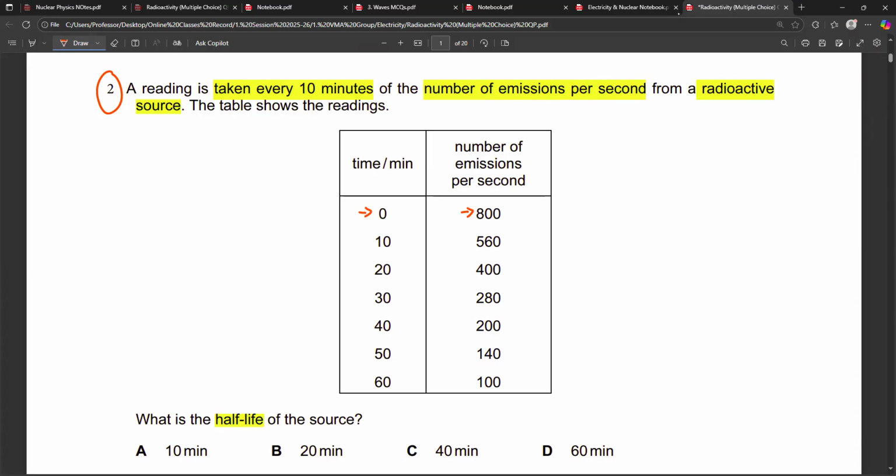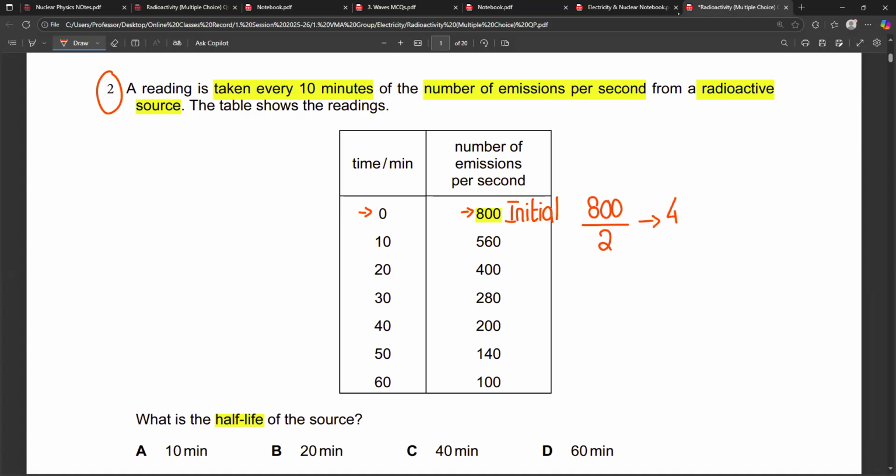Can we say 20 minutes? Yes, sure. So basically you have to find the half, and half of what? The number of emissions per second. So this is the initial value. If you divide this 800 by 2, 800 into half, that gives you 400.